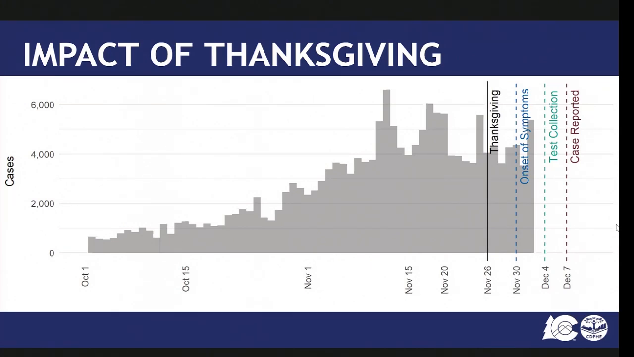We're certainly hoping that we are not going to see a significant increase in the number of cases in the state following the holiday, but we know that that is certainly possible, and it is something we're going to be watching for carefully. Next slide.